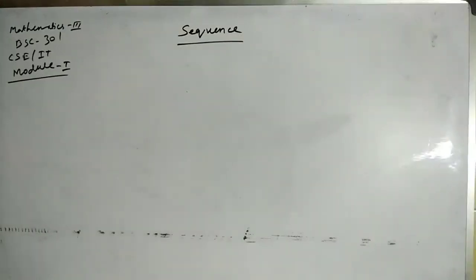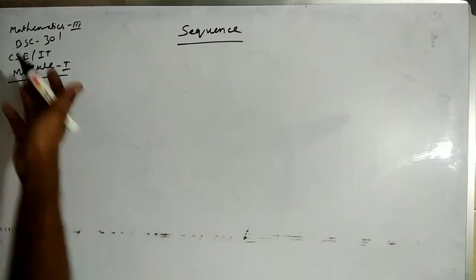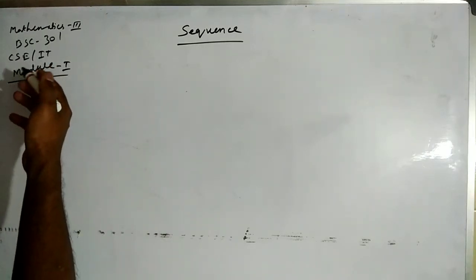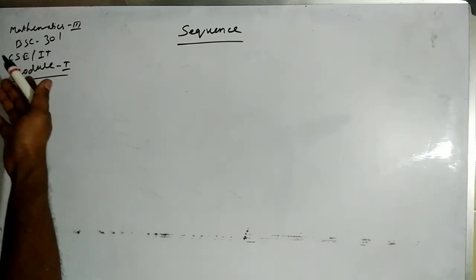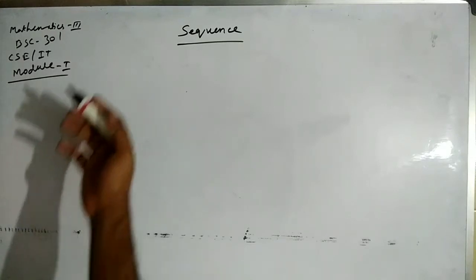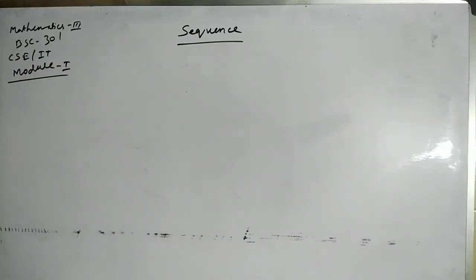In this video, I will discuss sequence in real numbers. The name of the subject is Mathematics 3. Subject code is Mathematics, BSC301. This subject is for the students of Computer Science and Engineering and Information Technology. Module number is 1. And this syllabus is under MAKAUT.